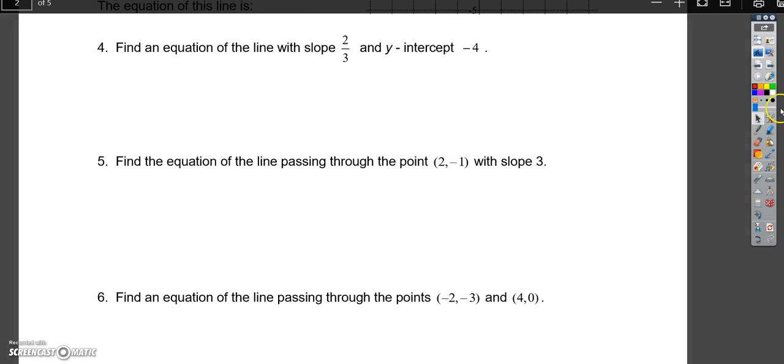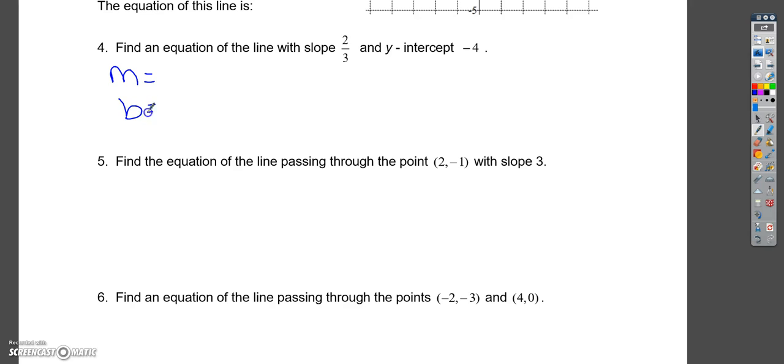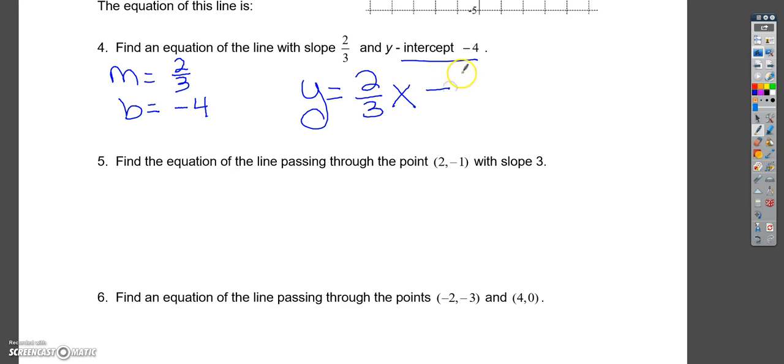Number 4. So now they're going to do it in words. To write an equation of the line, you have to know m and you have to know b. So the slope is 2 over 3 and the y-intercept is -4. So y equals mx plus b, or plus b would be -4.